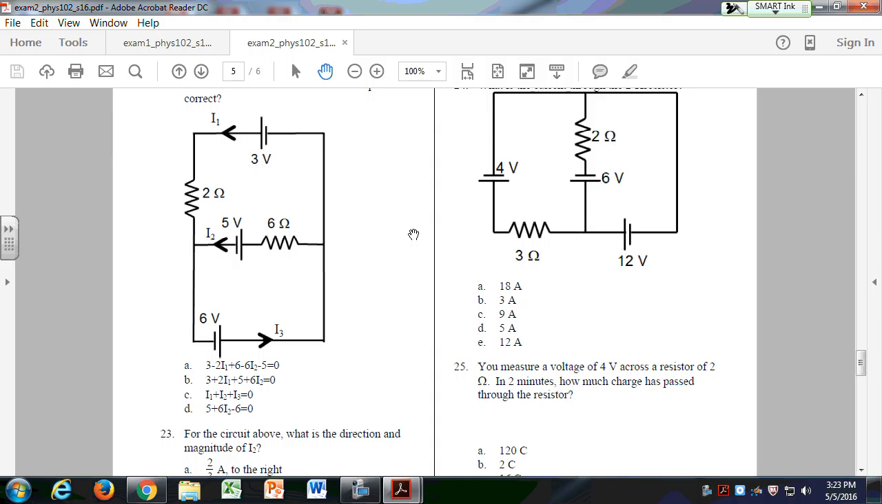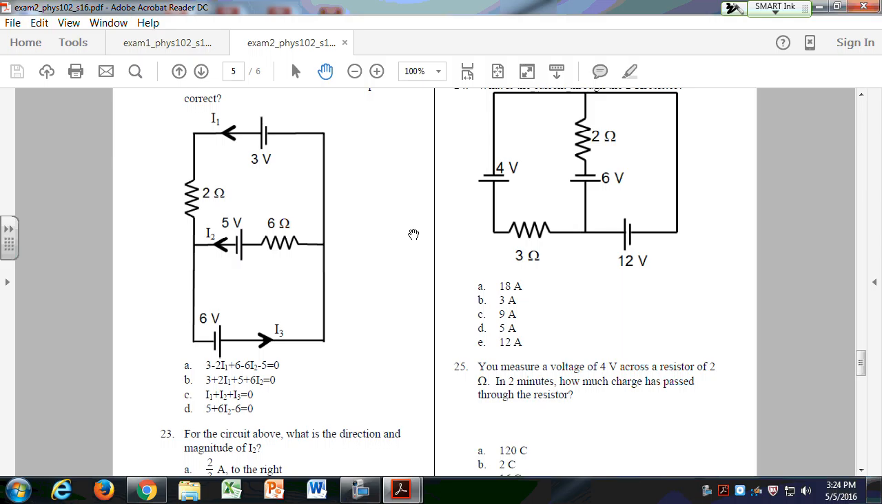Remember, if I'm going through the batteries in this direction, it's positive. If I'm going in this direction, it's negative. If I'm going with the current, it's negative. If I'm going against the current, the change in potential is positive. So you need to remember those rules, and that's how you approach this.